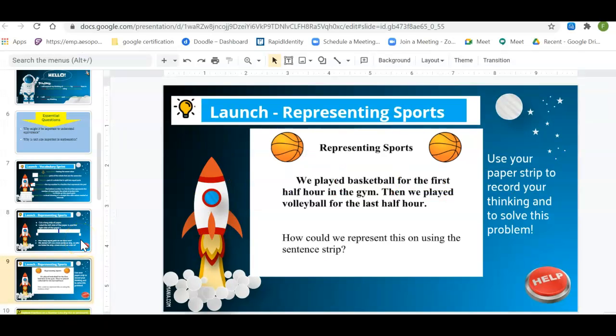Okay, on our next slide, representing sports. We played basketball for the first half hour in the gym, then we played volleyball for the last half hour. How can we represent this using the sentence strip? So I'll repeat it. We played basketball for the first half hour in the gym. Then we played volleyball for the last half hour.